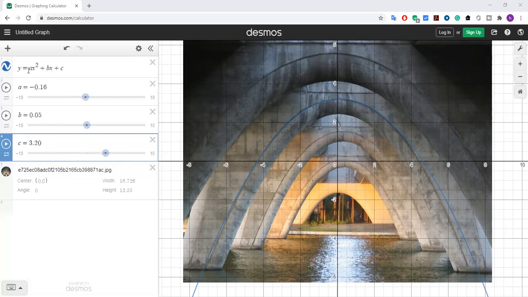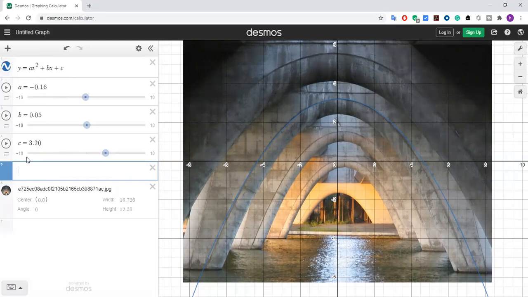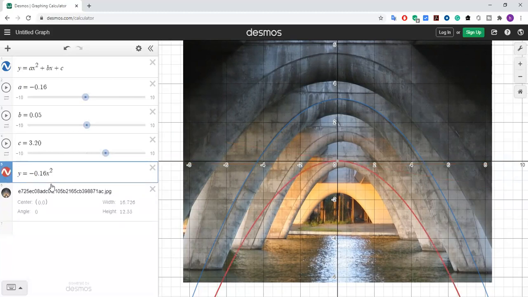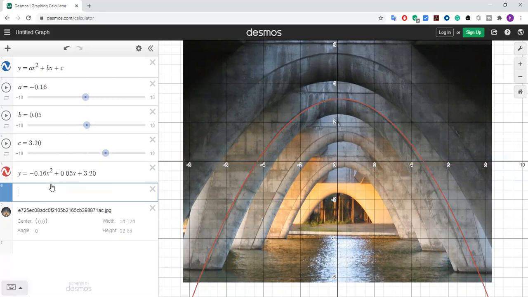So my new equation over here, you can just add one expression. So this has become Y equals to minus 0.16 X square plus 0.05 X plus 3.20, right? So if this is your equation, see it has become red color, overlapping each other. Now, after this, we can again change because we already fixed it.